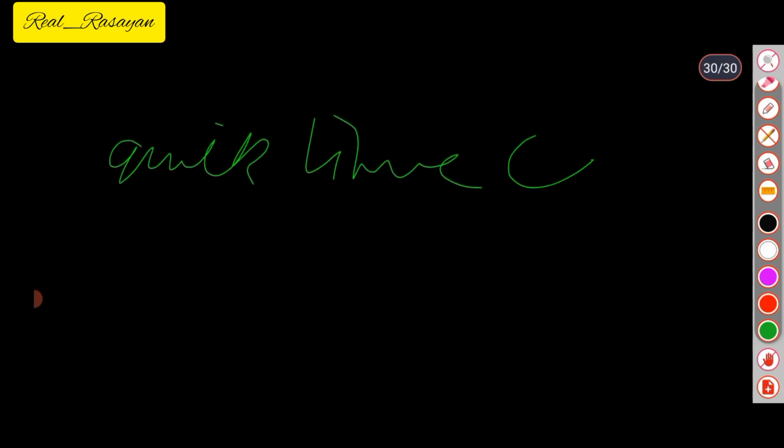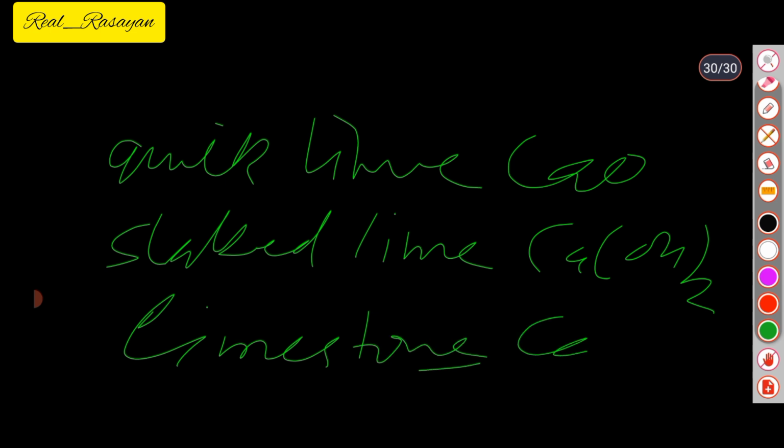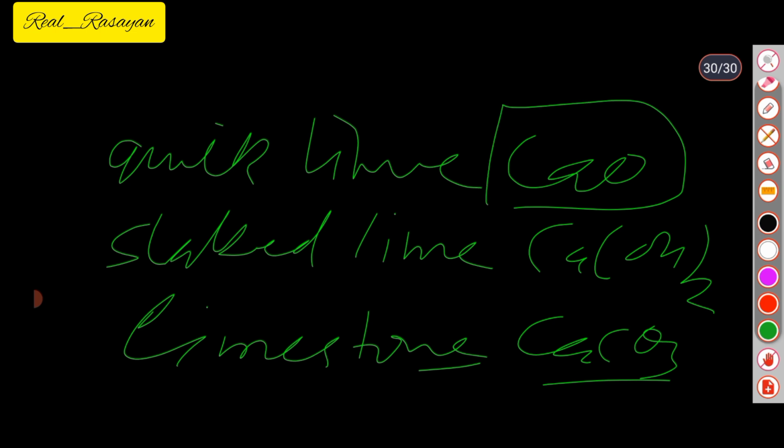So a confusion between quick lime, slaked lime and limestone. Limestone can be marble, chalk, and the formula is CaCO3, calcium carbonate. Slaked lime or lime water, Ca(OH)2. Quick lime is calcium oxide. Must remember these formulas to avoid confusion.